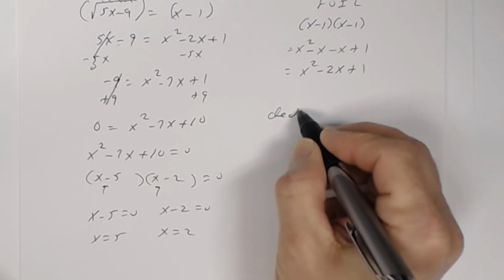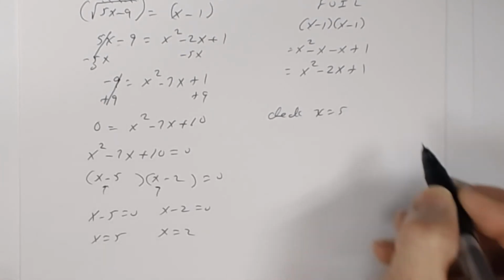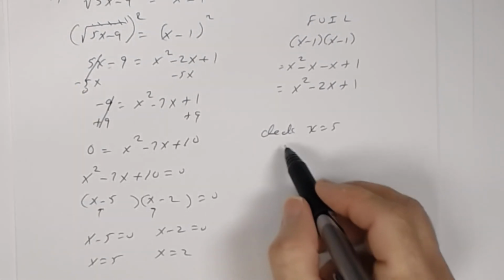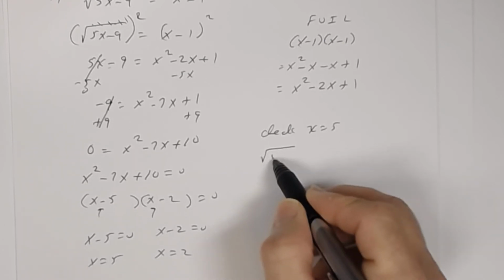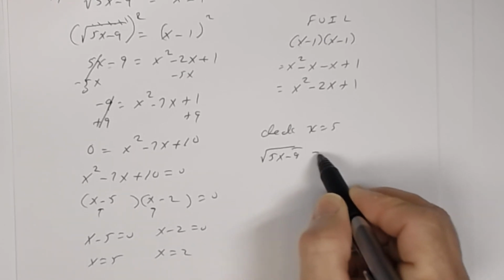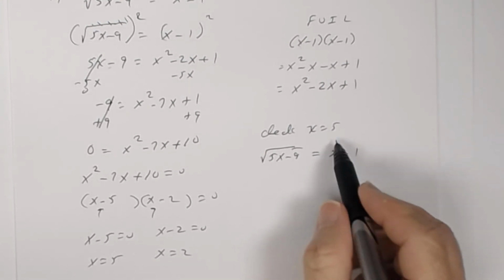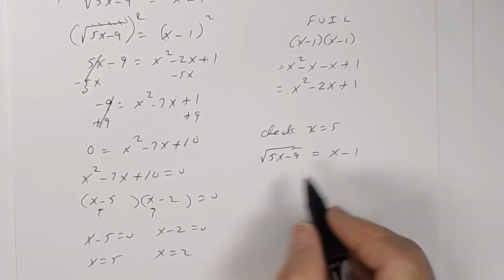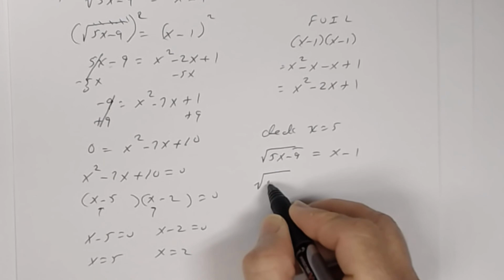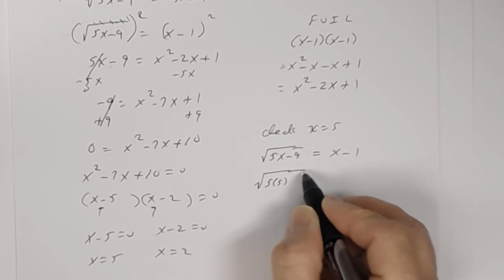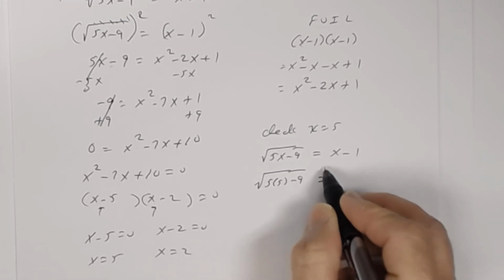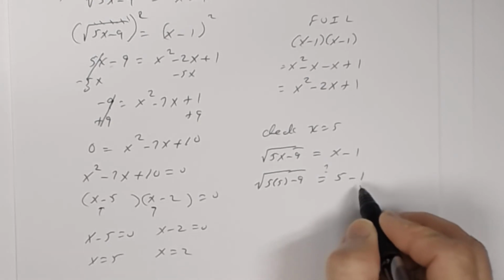So let's check the first one. We're going to check x equal 5. And remember, you always go back to the original. So the original is this one: the square root of 5x minus 9 is equal to x minus 1. So in place of x, I'm going to substitute 5. So I get the square root of 5 times 5 minus 9, and I want to see if that's going to equal 5 minus 1.